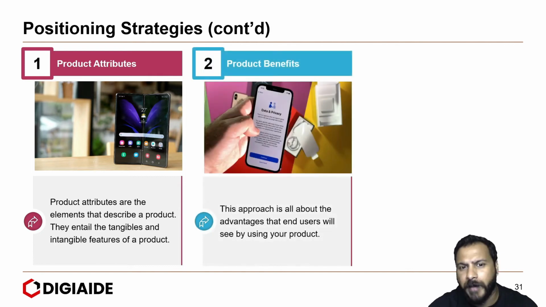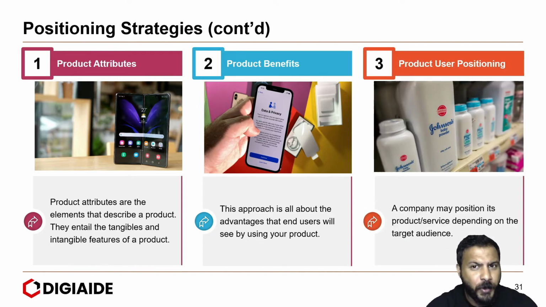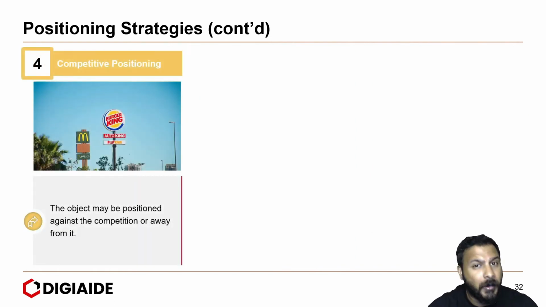Next comes the product benefit. This approach is all about the advantages that end users will see by using your product. In this case, the privacy feature by iPhone. Then comes the product user positioning. A company may position its product or service depending on the target audience. Johnson's Baby positioning babies.